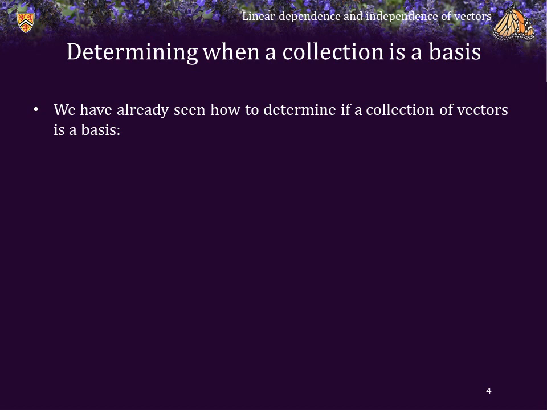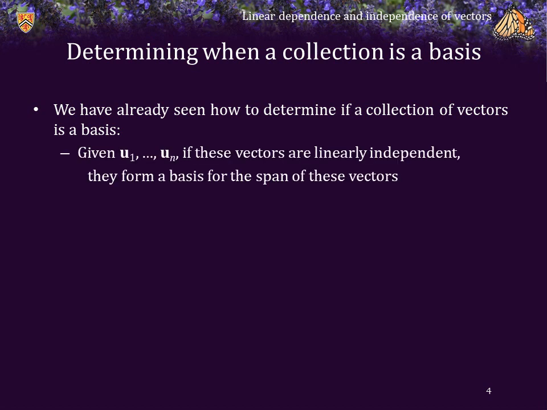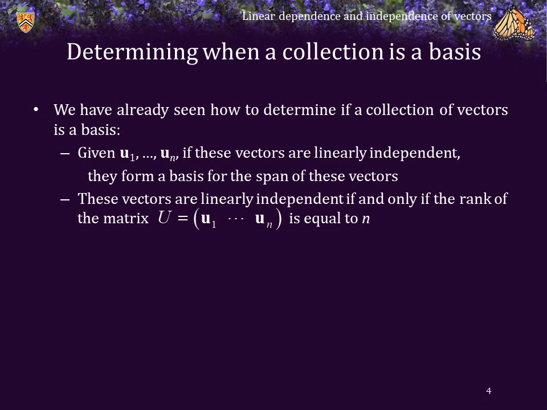Now, we have already seen how we can determine if a collection of vectors is a basis. If we are given the collection of vectors u1 through un, if these are linearly independent, then they form a basis for the span of those vectors. How do we find this? These vectors are linearly independent if and only if the rank of the matrix U that is comprised of the vectors u1 through un forming the columns of U is equal to n.